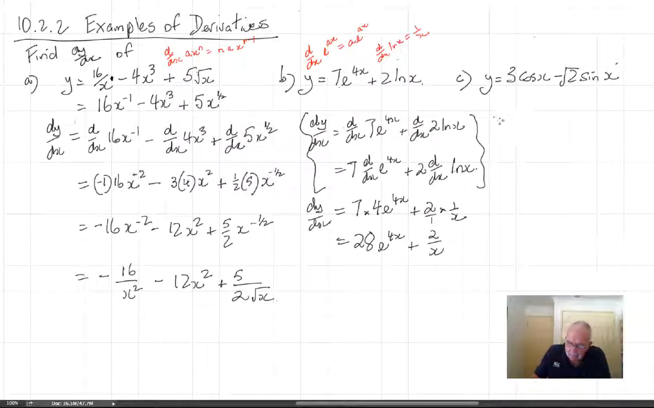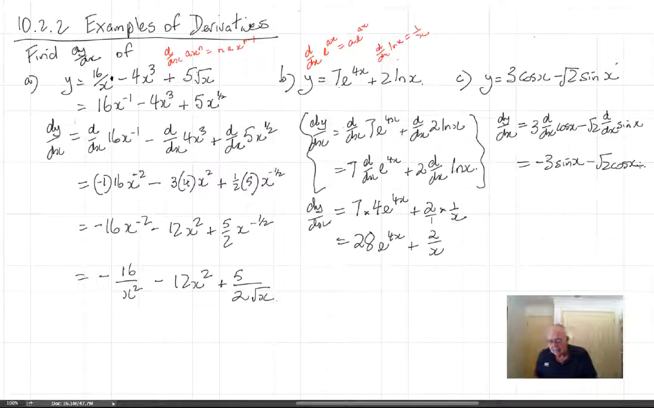Okay, so here we've got dy dx. The 3 can come out the front, so 3 d dx of cos x minus root 2 d dx of sin x equals: the derivative of cos is negative sine, so that's negative 3 sin x, and the derivative of sine is cos, so that's minus root 2 cos x. I've done that one a little bit quicker just to show you.